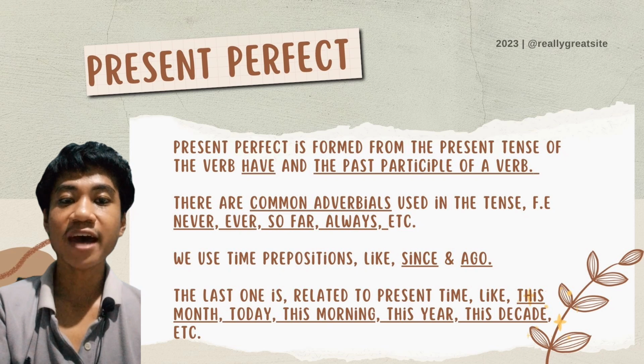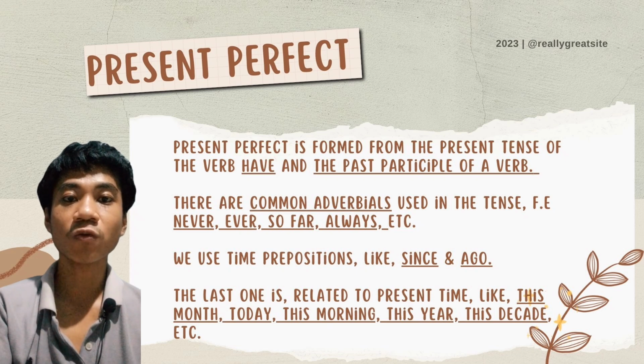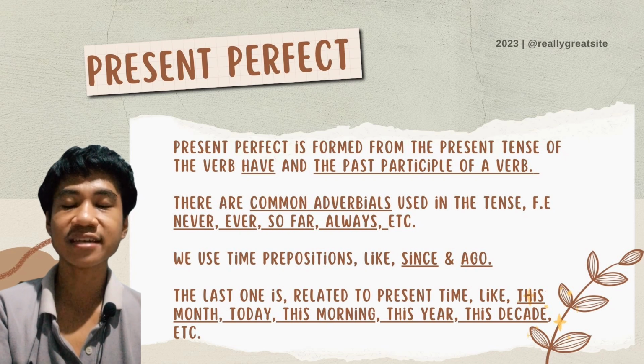There are common adverbials used in the tense. For example, never, ever, so far, always. We use time prepositions like since and ago. The last one is related to present time like this month, today, this morning, this year, this decade, etc.